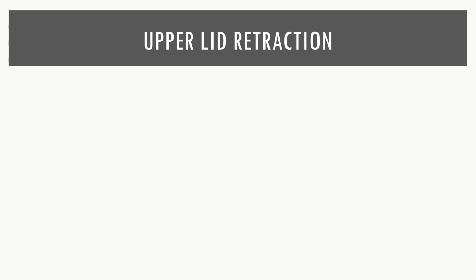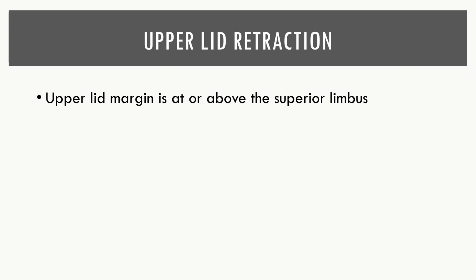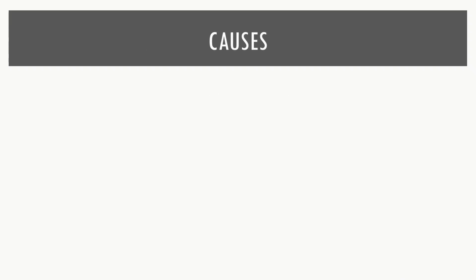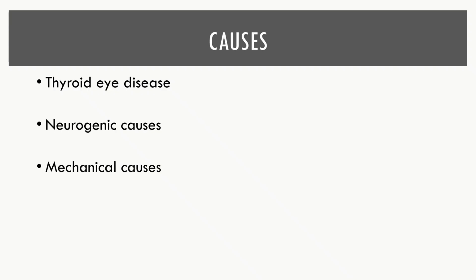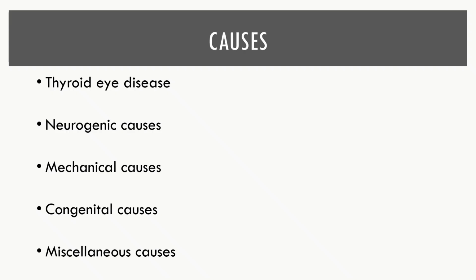Upper lid retraction is a sign and not a diagnosis, and it requires etiological evaluation. Here, the upper lid margin is at or above the superior limbus, and it produces a scleral show. Thyroid eye disease is the most common cause of upper eyelid retraction. Other causes are neurogenic, mechanical, congenital, and miscellaneous causes.